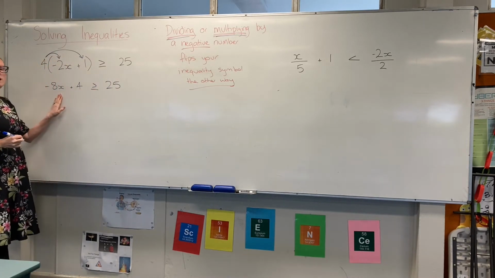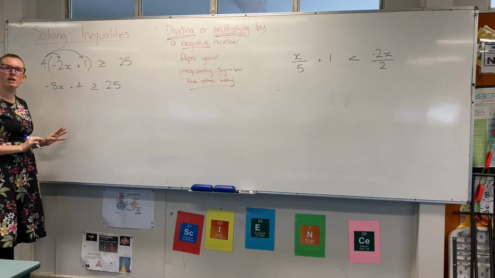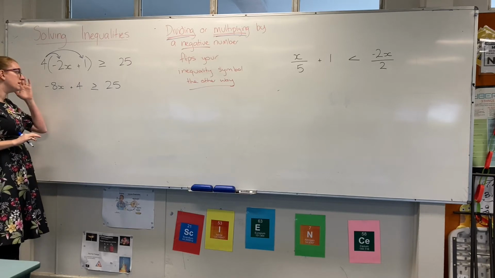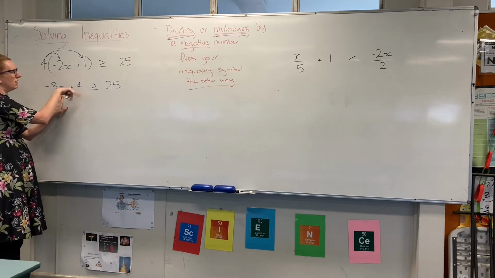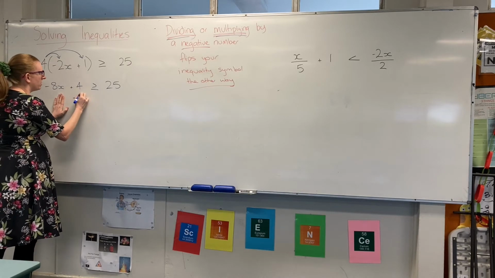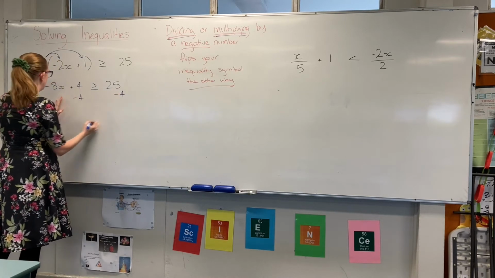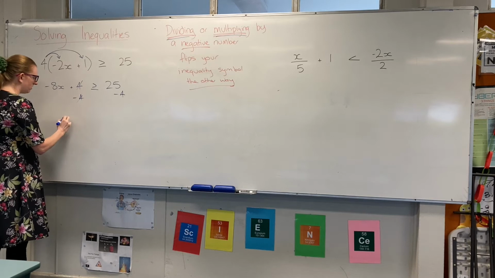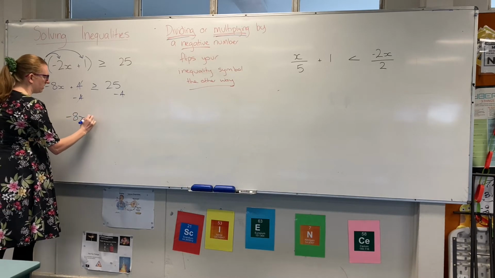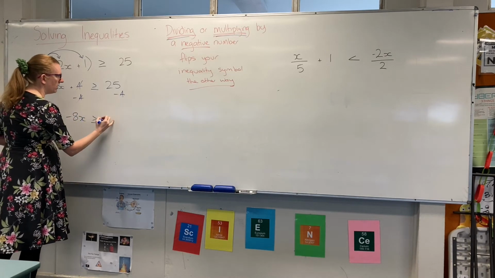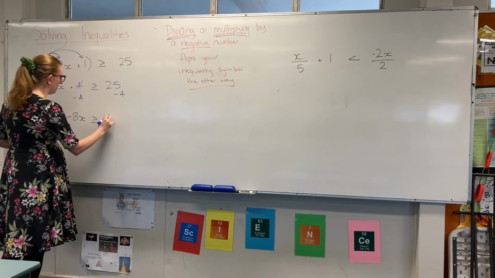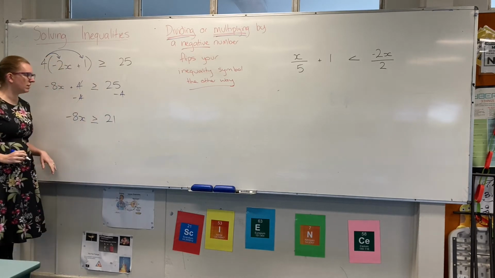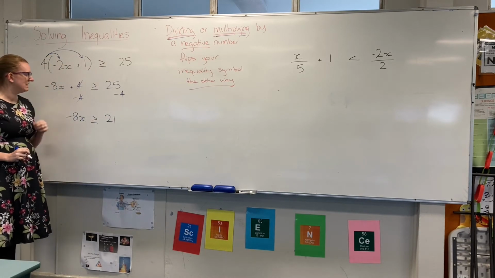Okay, got to get x on its own, so I need to move everything away that's not attached to my x. So I've got to get rid of this 4. So minus 4, minus 4. So that's cancelled out. So here I've got negative 8x is greater than or equal to, that'll be 21. Ooh, that's not a nice round number.